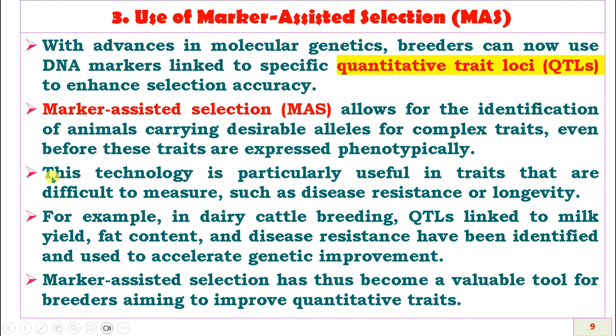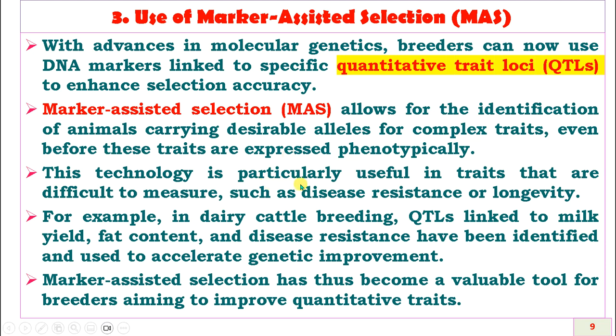So the other thing is that marker assisted selection, or MAS, allows for the identification of animals carrying desirable alleles for complex traits even before the traits are expressed phenotypically.